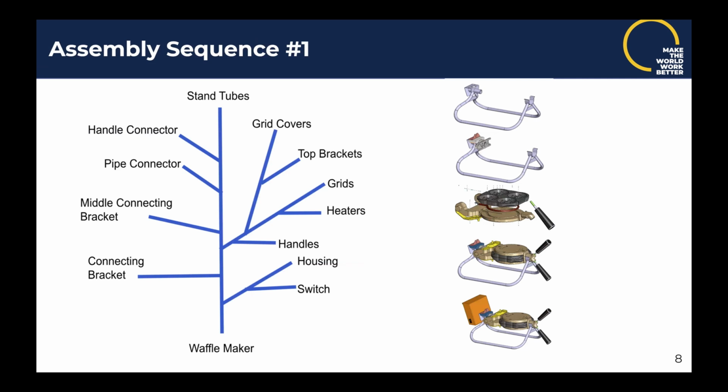Here you can see the first of the two possible assembly sequences. As shown in the fishbone diagram to the left, we start with just the stand tubes and then add on the handle connector, pipe connector, and middle connecting bracket. Then we add on the waffle grid subassembly, which includes the covers, brackets, heaters, and handles. Finally, we add the housing and switch to complete the assembled waffle maker.